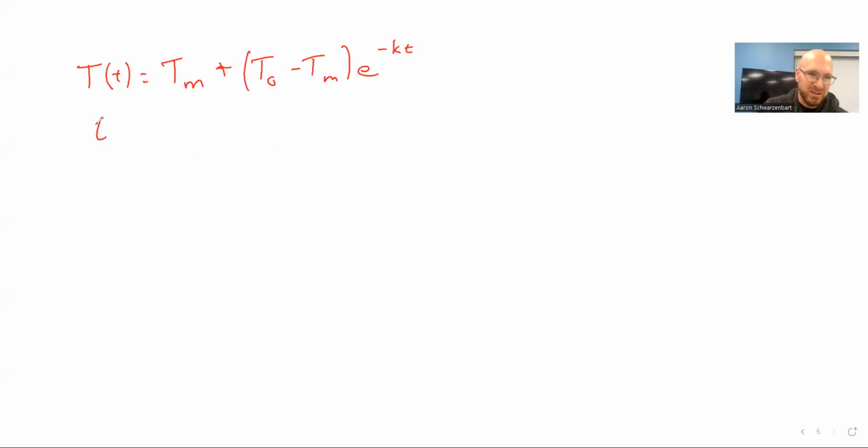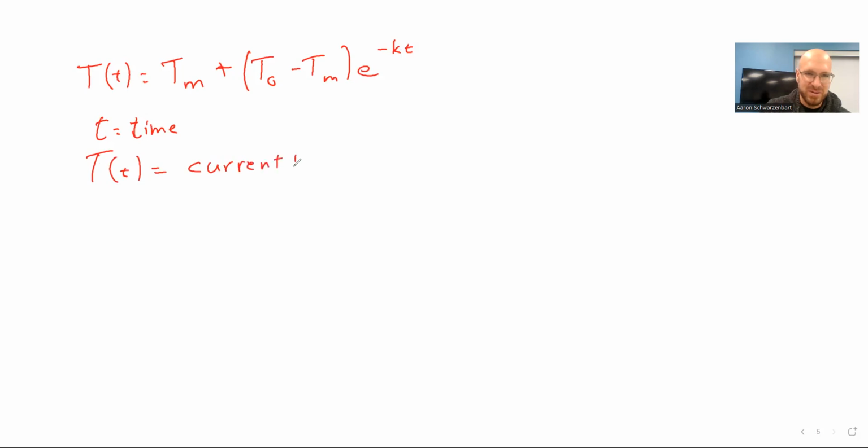So here, little t stands for time. Time since it's been in the surrounding environment, or time that it's been cooling. So you get cookies out of the oven. As soon as you pull them out of the oven, they start cooling in the room around them. That's when time begins. T of t is temperature at the time. So maybe T of 30 would be temperature 30 minutes later.